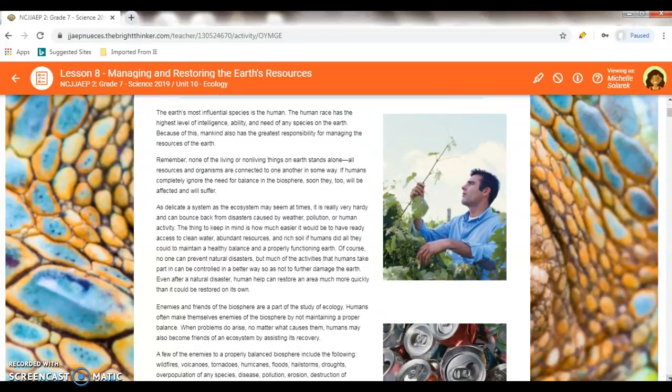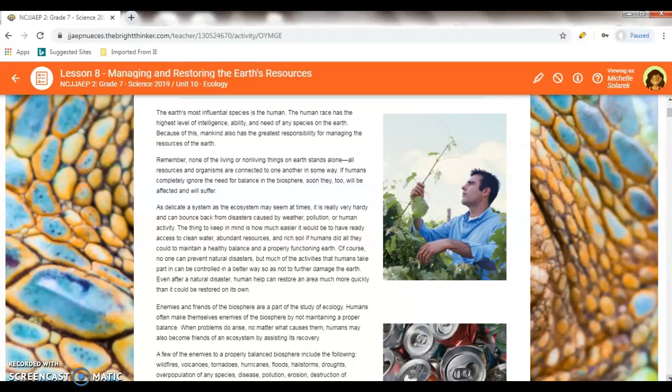The Earth's most influential species is humans. The human race has the highest level of intelligence, ability, and need of any species on the Earth. Because of this, mankind also has great responsibilities for managing the resources on the Earth. Remember, none of the living or non-living things on the Earth stand alone. All resources and organisms are connected to one another in some ways. If humans completely ignore the need for balance in the biosphere, soon they too will be affected and will suffer.